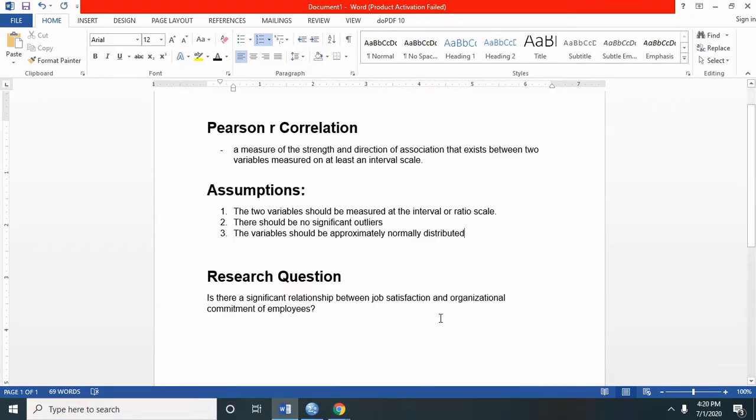This is how to state the research question. Is there a significant relationship between job satisfaction and organizational commitment of employees? The independent variable is job satisfaction, and the dependent variable is the organizational commitment. The overall mean of these variables will be used in the analysis of Pearson R correlation.